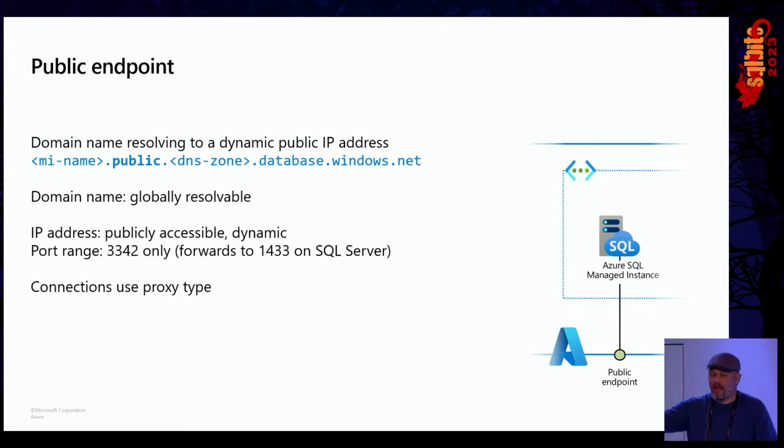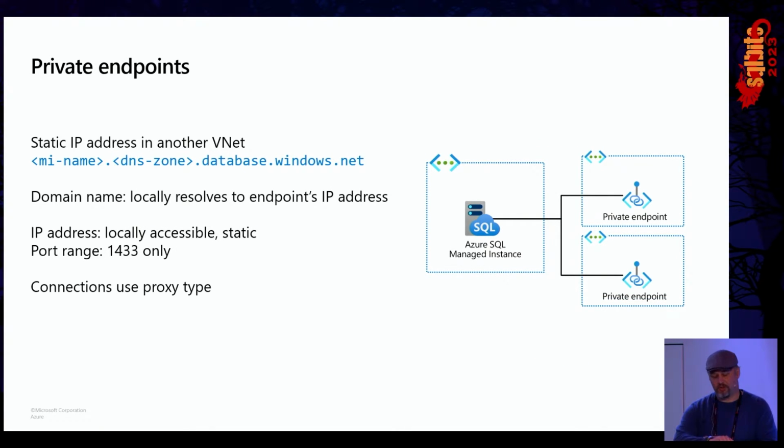So the name will be with just adding of the .public between the MI name and the DNS zone name, globally resolvable. You'll need to connect through 3342, which will map to 1433. It's beautiful. And you'll use a proxy type as a connection.